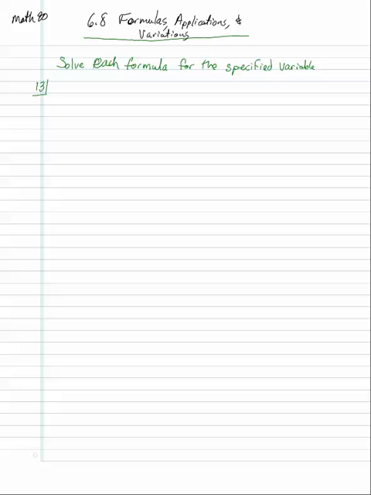Okay, so solve each formula for a specified variable. This is exercise 13 from the book. F equals L over D. Solve it for D.